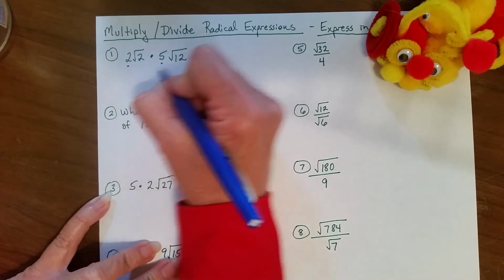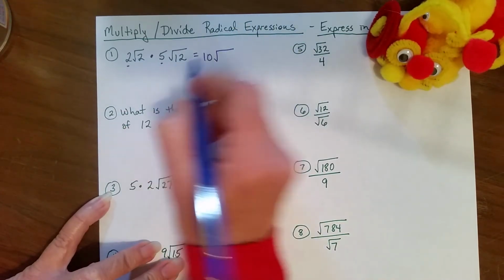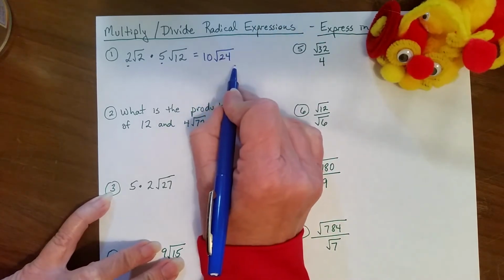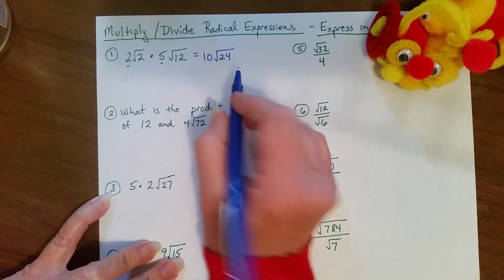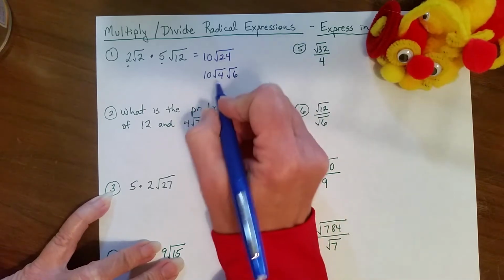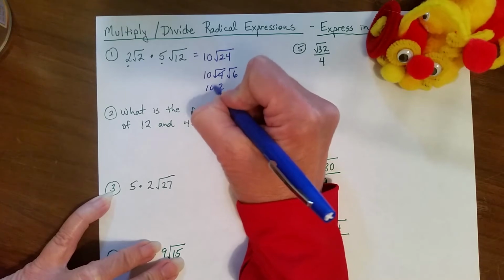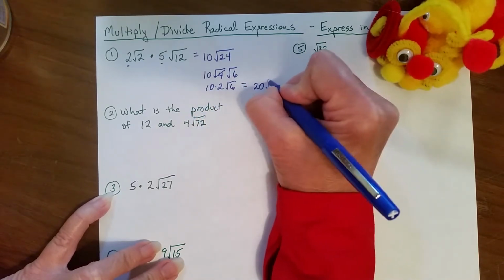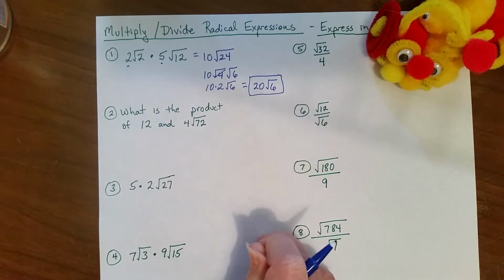times 5, and I'm going to get 10 root, and then 2 times 12 is 24. Okay, now we're not done because 24 can be simplified. I know that the largest perfect square factor of 24 is 4. So that'll be 10 root 4 root 6, because 4 times 6 is 24. Now the square root of 4 is 2. So I have 10 times 2 root 6. So 10 times 2 is 20 root 6, and that will be my final answer for that one.